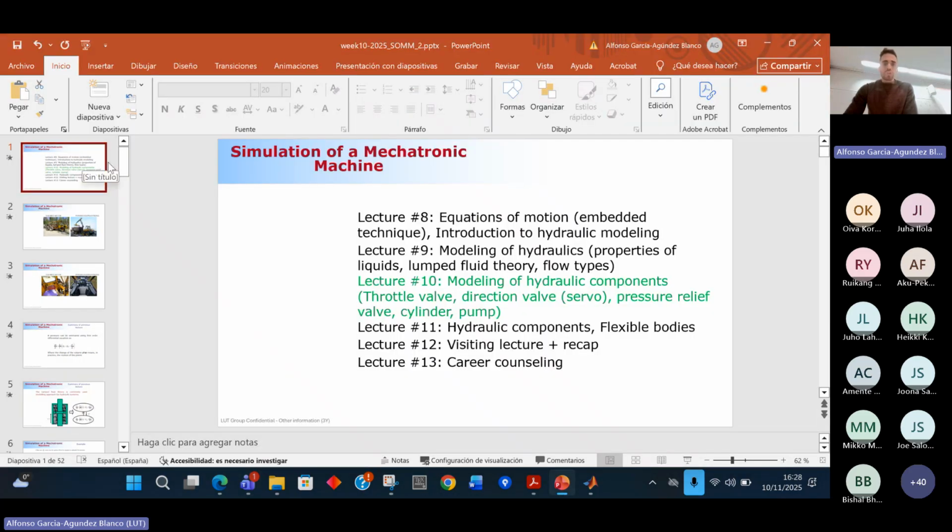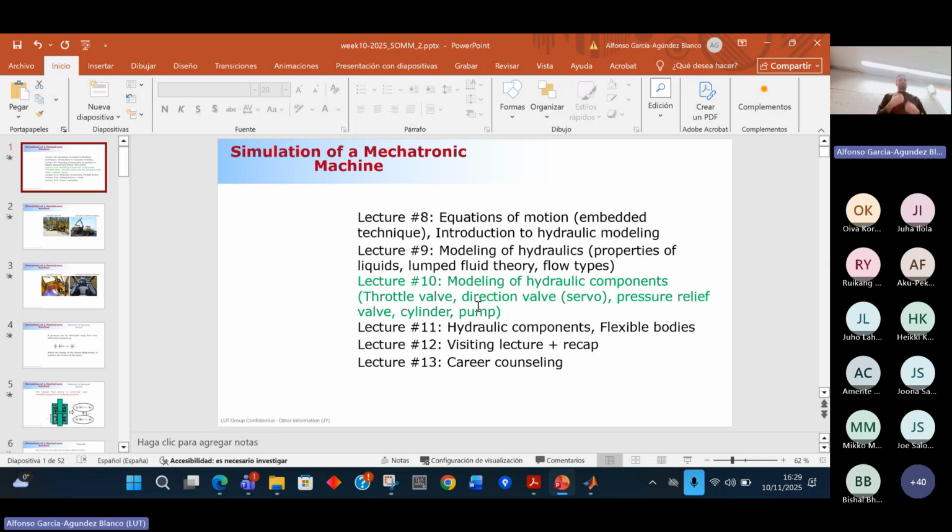Perfect. So today, I'm going to focus on the modeling of the hydraulic components, okay? So far, we have talked about the properties of the liquids. You talked, if I remember correctly, about the bulk modulus the other day, the viscosity, the lumped fluid theory, and now we have presented the flow types, okay? Now we are going to talk about the hydraulic components. And in particular, we are going to study the throttle valve, the directional control valve, a type of valve that is called pressure relief valve, this hydraulic cylinder, and the pump.